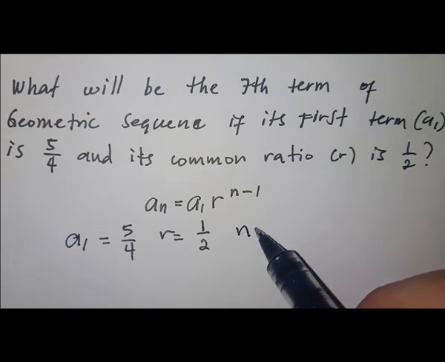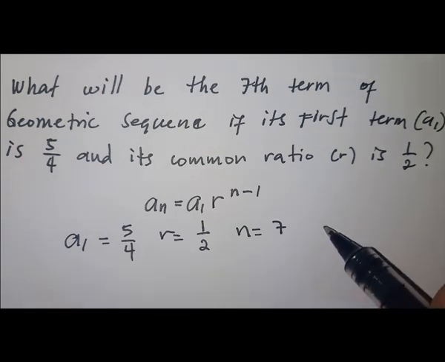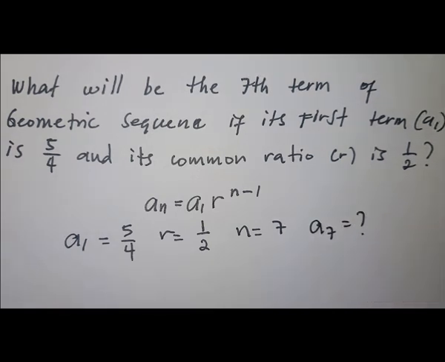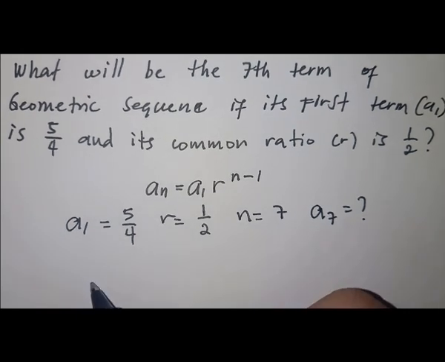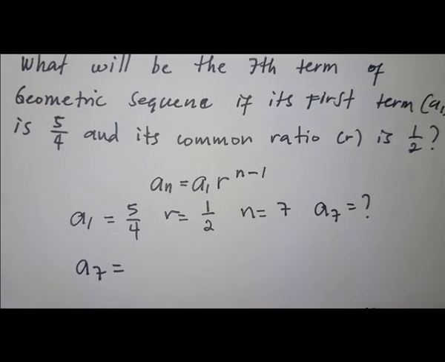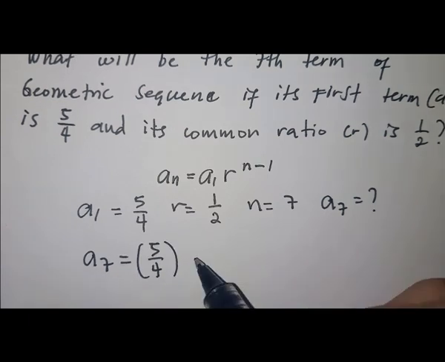Ang n natin ay 7. And we need to find the value of the 7th term of geometric sequence. Okay, so ngayon, substitute na natin yung corresponding value na kailangan natin. So, kailangan nating mahanap si a sub 7. Ang first term natin ay 5 over 4. Ang common ratio natin ay 1/2.